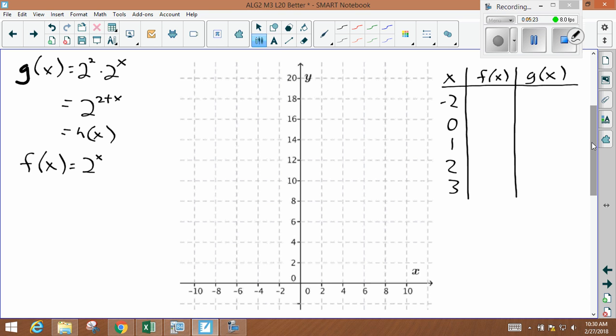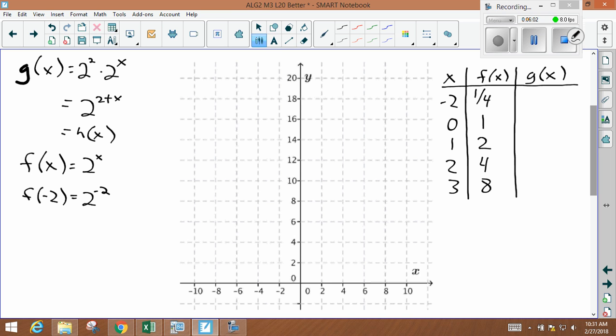So if I plug -2 into f of x, that's f of -2, that's 2 to the -2 power, which is what? It's 1/4. If I plug 0 in there, I get 1, right? 2 to the first power is 2. 2 to the second power is 4, and this is 8. Okay, so now we can graph f of x.